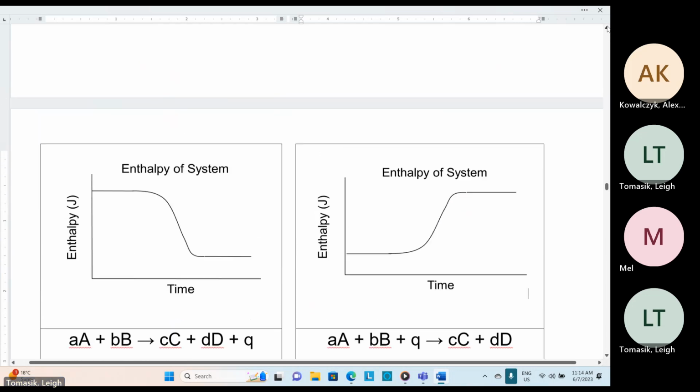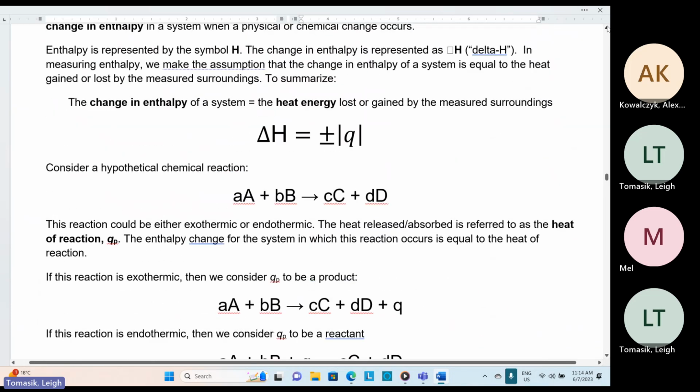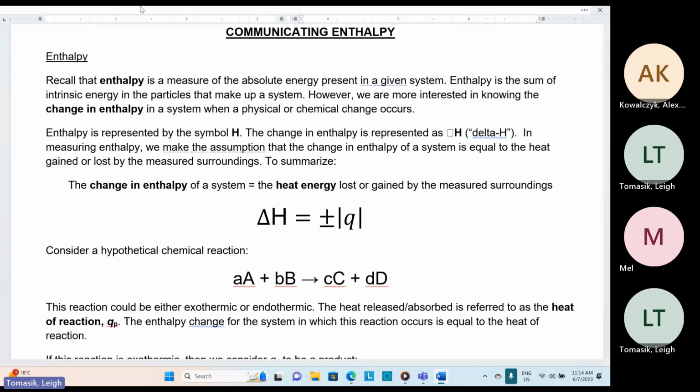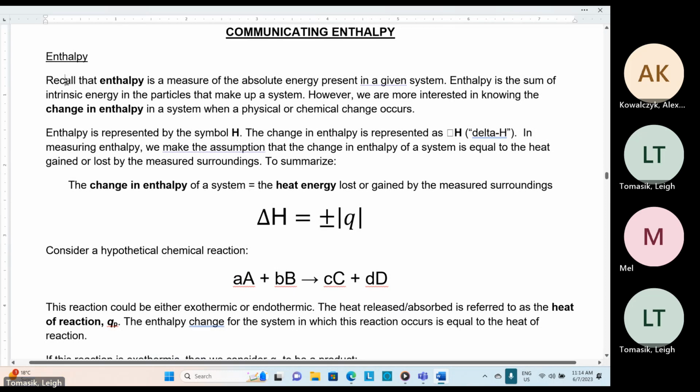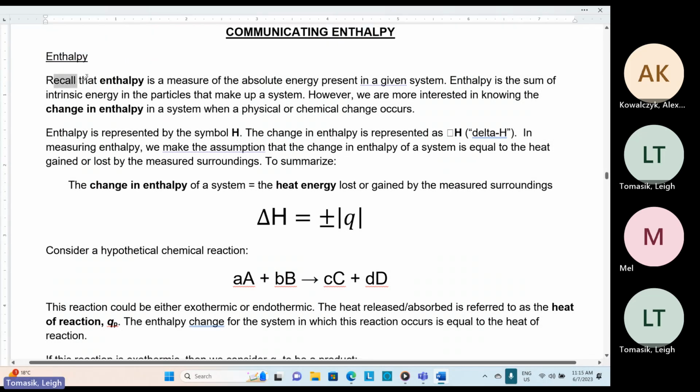So as part of the course, you're going to have to learn how to read things that are about enthalpy and interpret them, and how to write things about enthalpy. So recall that enthalpy, it's funny because the course goes so fast that we just learned about enthalpy, but these notes assume that we learned about enthalpy like last week. Recall that enthalpy is a measure of the absolute energy present in a given system.